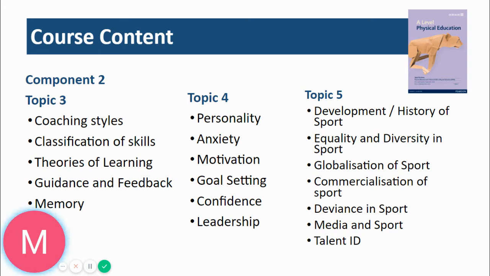For this paper, you also look at the development of sport from the Industrial Revolution back in the 1800s up to the current day, and things like the large amounts of money that are now involved in sport through sponsorship and commercialisation, and how sport spread around the world. Other topics include things like cheating and gamesmanship in sport and how talent ID programs work.